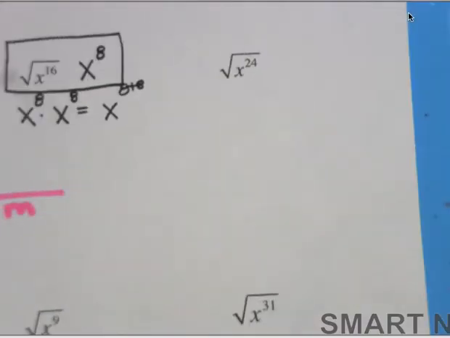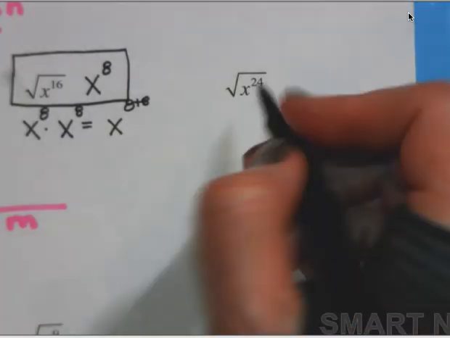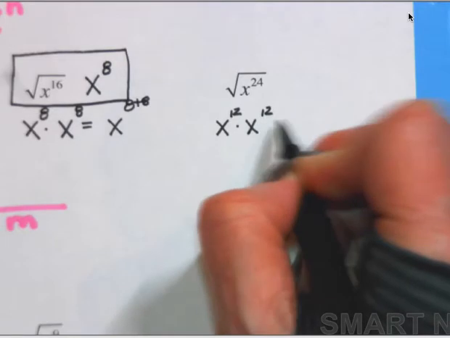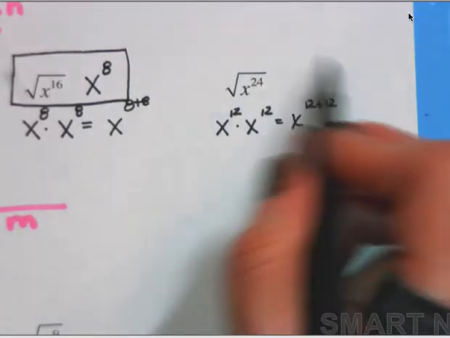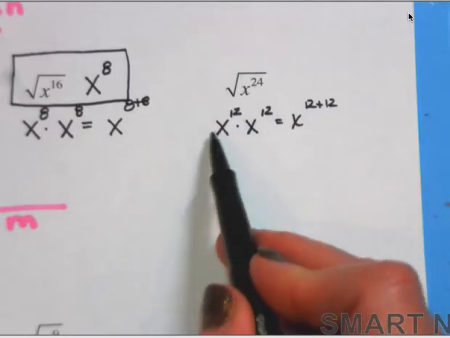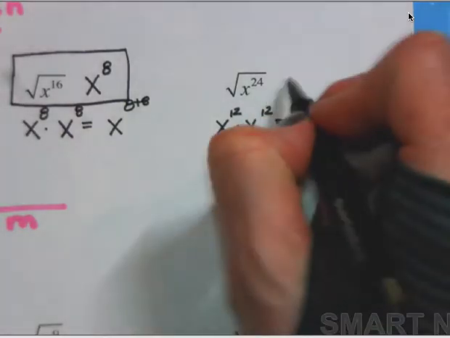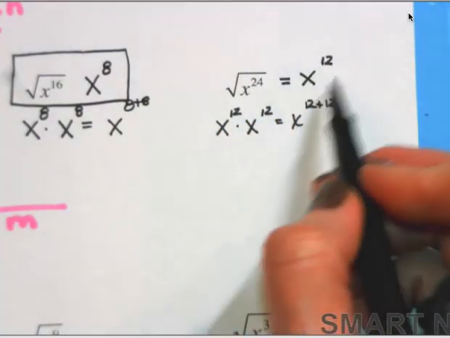And let's move on and do the last example before we make our rule. X raised to the power of 24. Well, that could be x to the 12th times x to the 12th. Adding those two together, 12 plus 12, that's going to give me the 24. So once again, it's the same expression times itself, which is representing the perfect square. So the square root of this expression is going to be x raised to the power of 12 outside the radical.